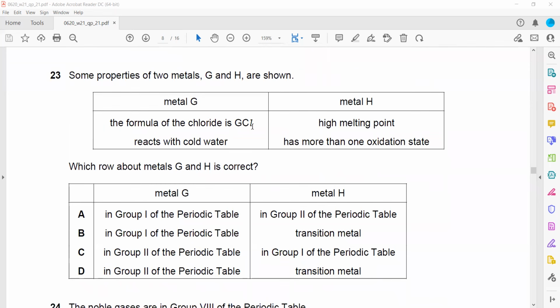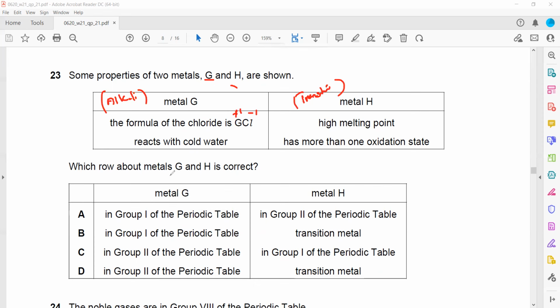In question 23, some properties of two metals G and H are shown. As you can see, for metal G, the formula of the compound is GCl. So it shows the valency: because chlorine is group 7, -1, G should be +1. And it reacts with cold water. This gives an idea that the element with a +1 valency that can react with cold water is an alkali metal. Metal H has a high melting point and more than one oxidation state. This gives an idea that it is a transition element.